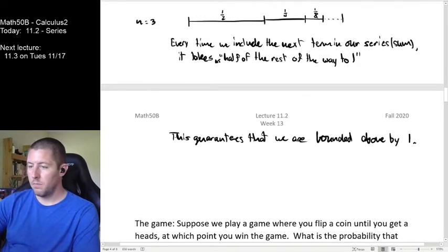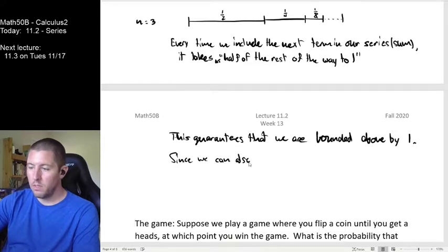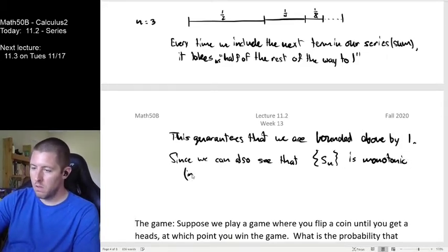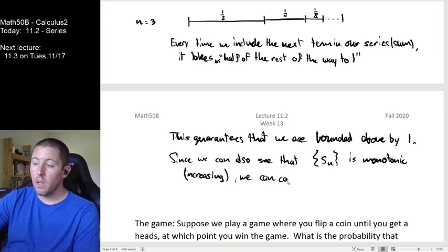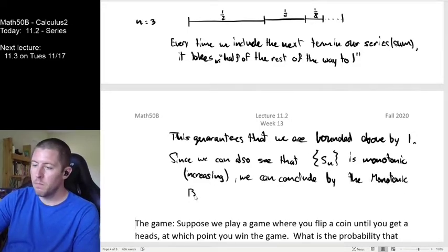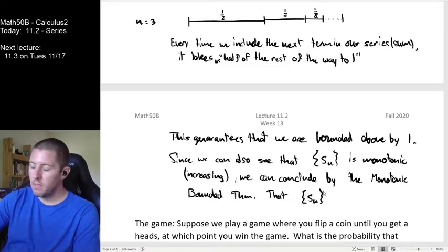Further, since we can also see that S sub n is monotonic increasing, we can conclude by the monotonic bounded theorem that S sub n converges, right?